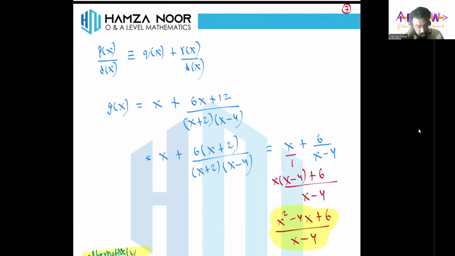We need to express this as a single fraction in the required form. So LCM will be x minus 4. So 1 multiplied by x minus 4. So the numerator x will also be multiplied by x minus 4, plus x minus 4 into 1 is basically x minus 4. So this numerator 6 will be multiplied by 1, so 6 as it is. Therefore, x square minus 4x plus 6 divided by x minus 4, this is supposed to be your answer.